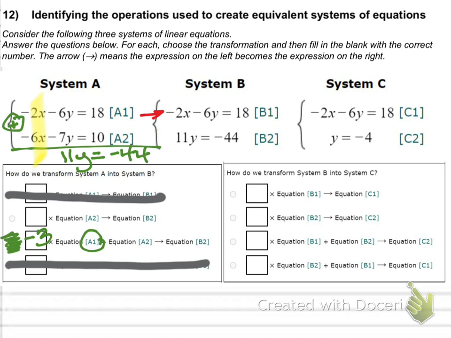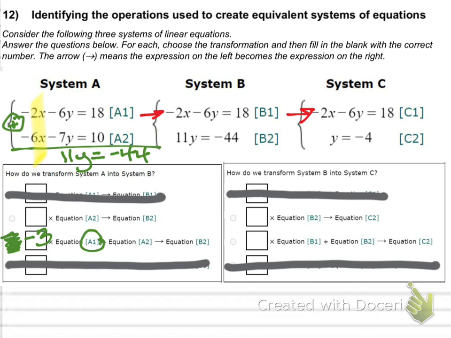Now let's look at B to C. So notice that B1 and C1 are the exact same thing. So nothing was done to B1 to turn it into C1, right? And nothing was done to B2 and added to B1 to turn it into C1.